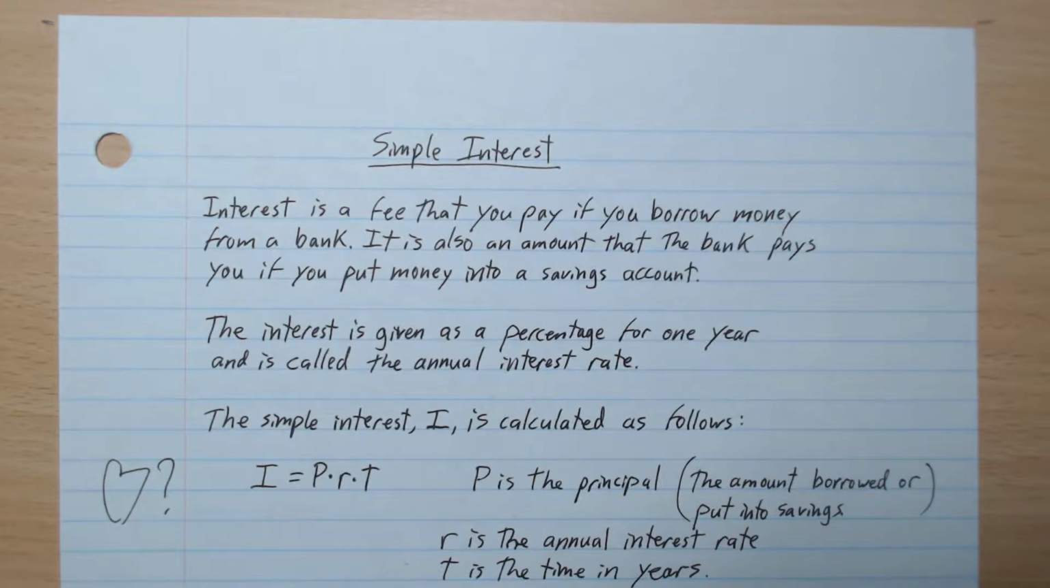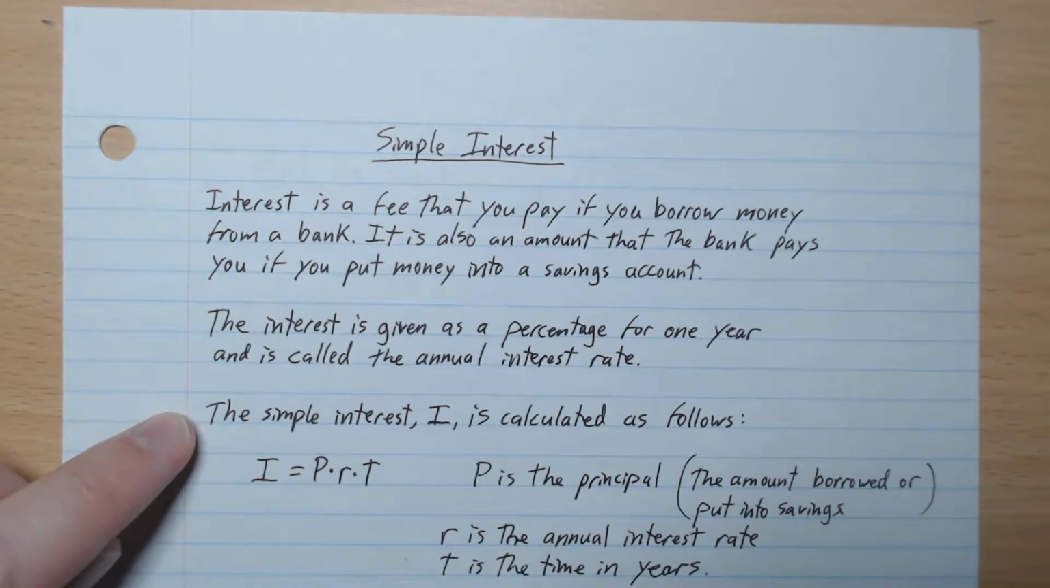So interest is a fee that you pay if you borrow money from a bank. It is also an amount that the bank pays you if you put money into a savings account, let's say. And so the interest is given as a percentage for 1 year and is called the annual interest rate.